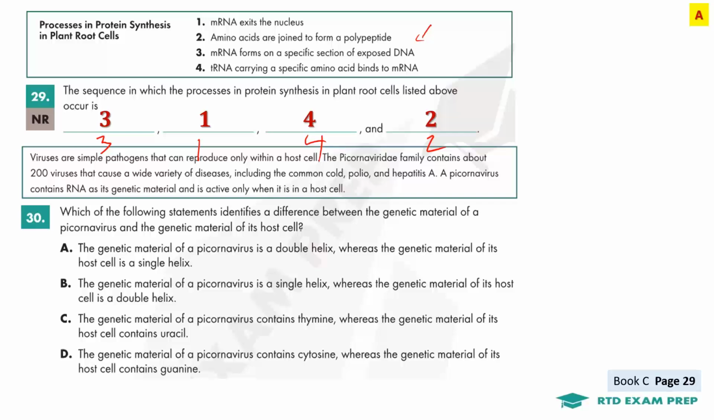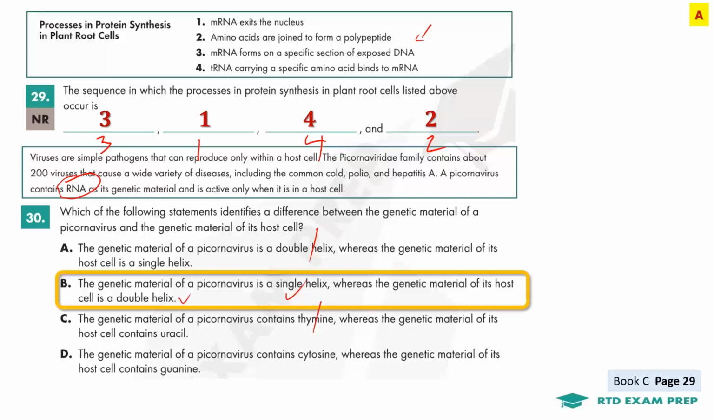In question 30, viruses are simple pathogens that can reproduce only within a host cell. There's about 200 and they cause a wide variety of diseases. A key statement is they contain RNA. So you really need to remember that RNA is single-stranded and it can move throughout the cell. And it's active only when it's in a host cell. So let's take a look at that. It cannot be a double helix. It's RNA. It can't have thymine. Let's take a look at B. The genetic material is a single helix. I like that. And the genetic material is a double helix. That's exactly how it's working if we were to talk about a human host.